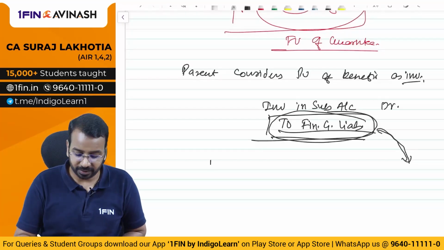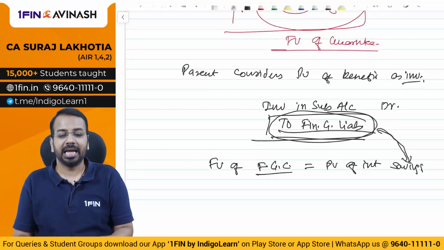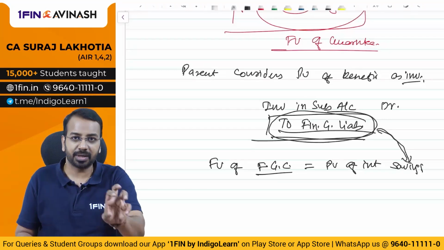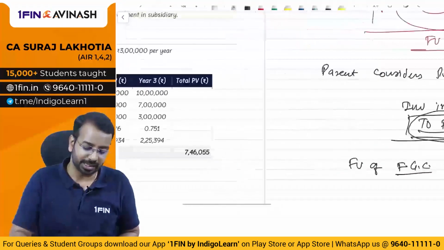So what is the fair value of the liability? Fair value of a financial guarantee contract is equal to the present value of interest savings. Every year what will happen? So much of the benefit has been exhausted. To that extent, the income will be recognized. We will understand this in the example.